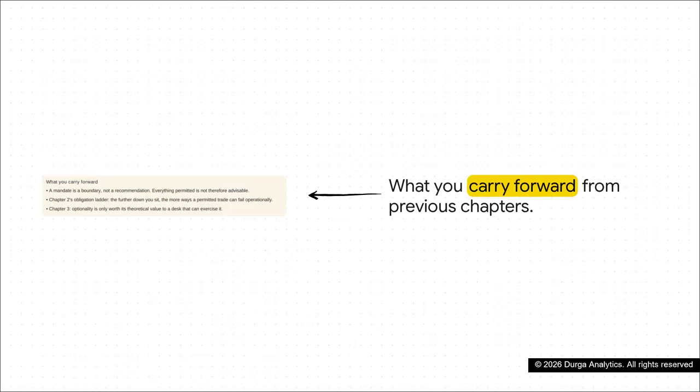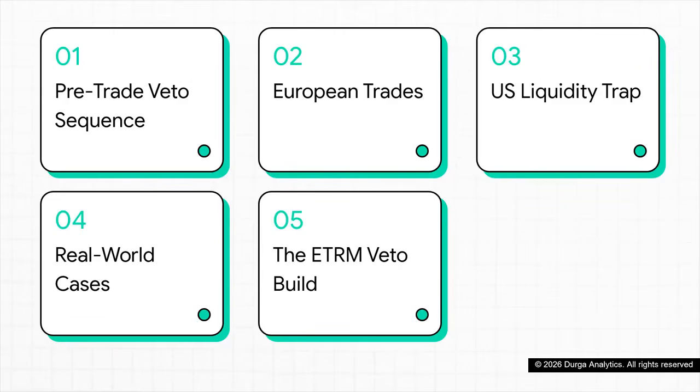Plus, optionality only actually has value if your desk operations can physically exercise it in the real world. As you'll see, the further down the operational ladder you sit, the more ways a technically permitted trade can completely blow up on you. Here is our roadmap for today. We'll cover the pre-trade veto sequence, European rule-dependent trades, U.S. liquidity drop sizing, some real-world case studies, and finally, the ETRM veto build.